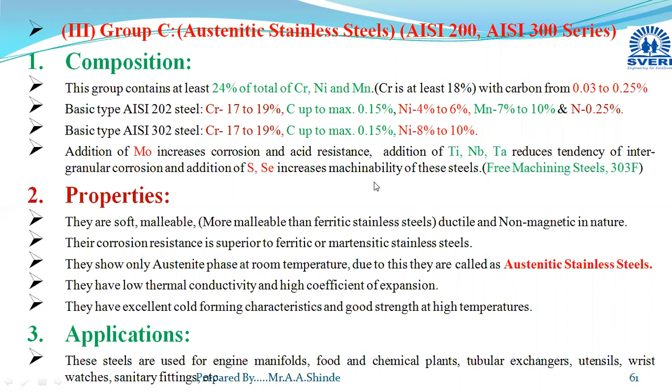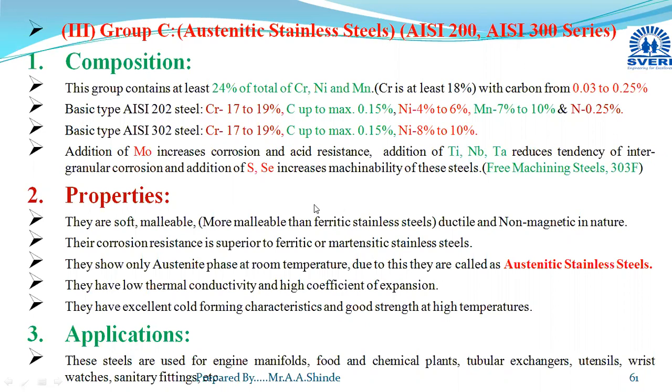Depending on the required properties, to increase corrosion resistance or acid resistance, some elements we can add. To reduce the intergranular corrosion, the corrosion which occurs in between the grains, that will be termed as intergranular corrosion, some elements may be added. To increase the machinability according to your need, you can add some elements.